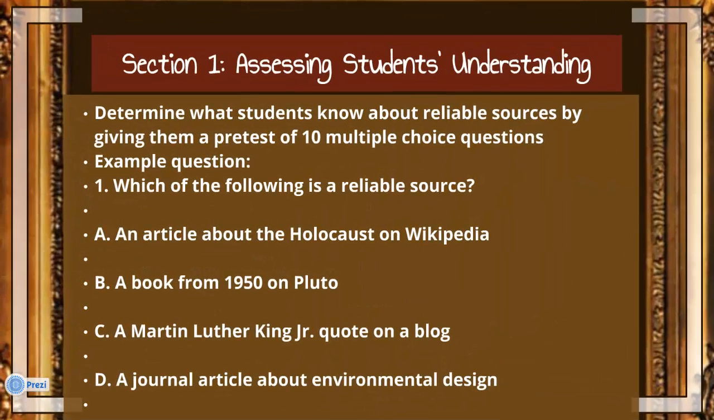Section 1. Assessing students' understanding. Determine what students know about reliable sources by giving them a pretest of 10 multiple-choice questions.